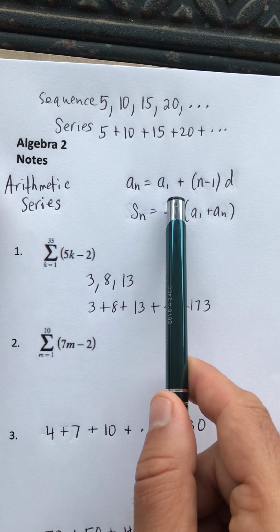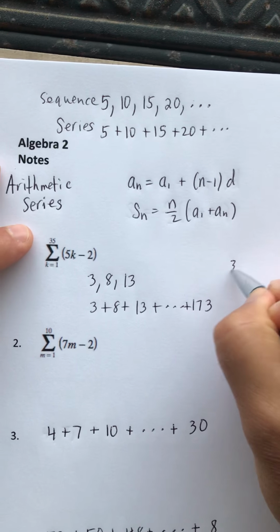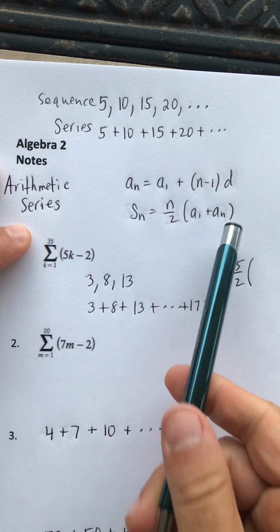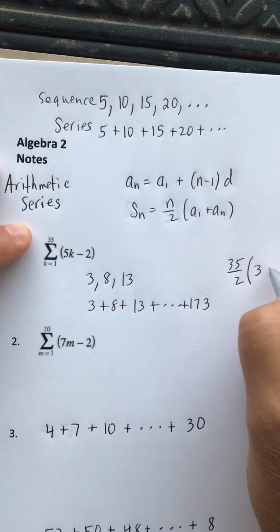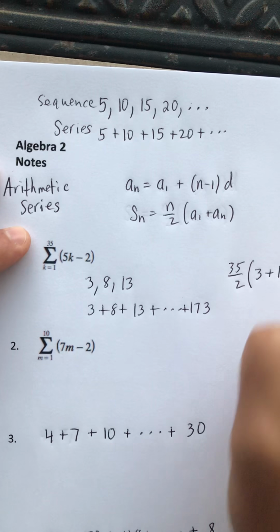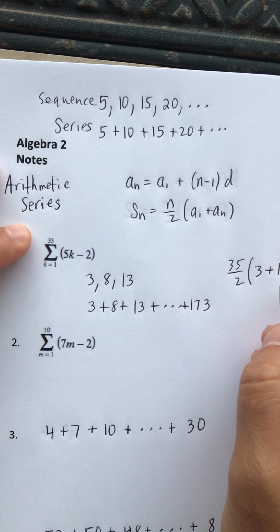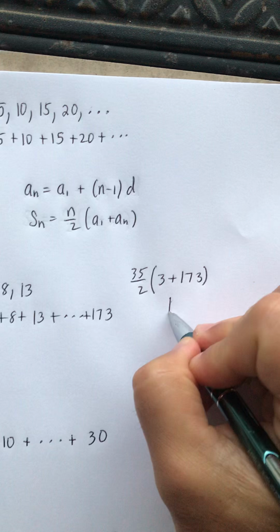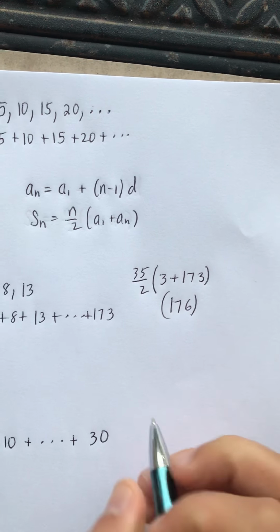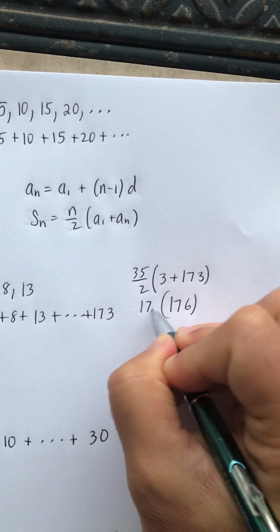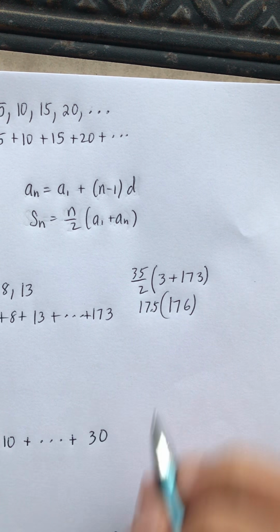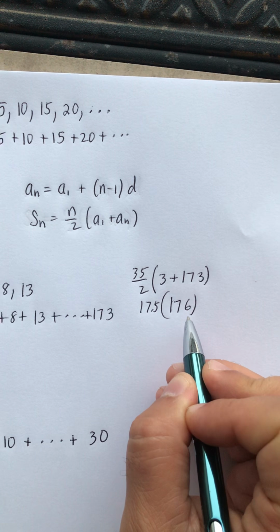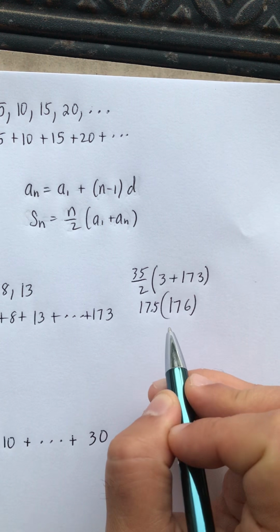You take the number of terms and you divide by 2. So 35 divided by 2. And then we add the first term plus the last term. So we're going to add 3 plus 173. Well, 3 plus 173 is, I gotta move my paper over, 176. 35 divided by 2 is 17.5. And now we're going to multiply 17.5 times 176, and that's going to be the answer. That's going to be the sum.